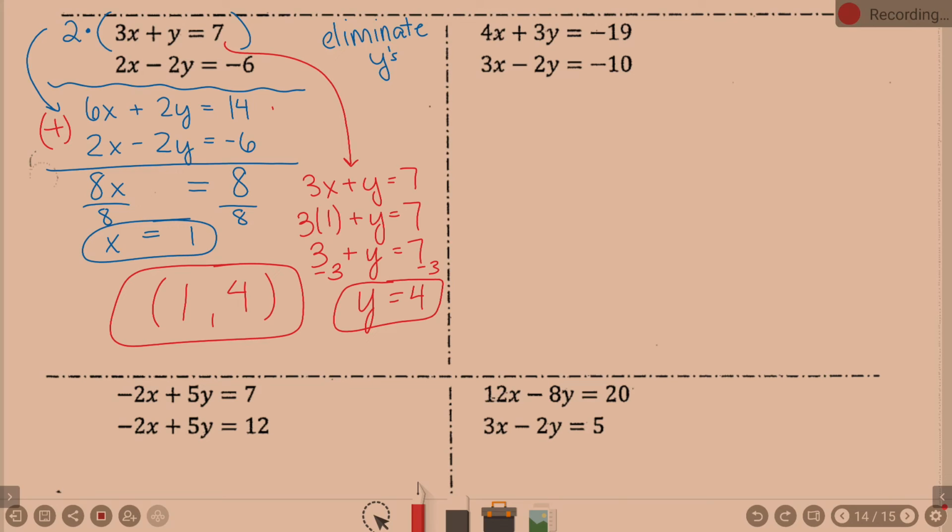Okay. So if we use 2 and 3, what's he trying to get the same? He's trying to get these 3 y's to be the same.